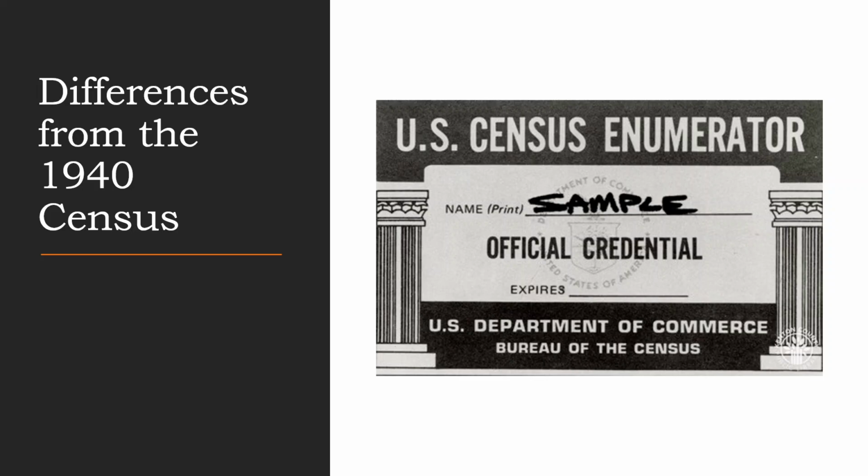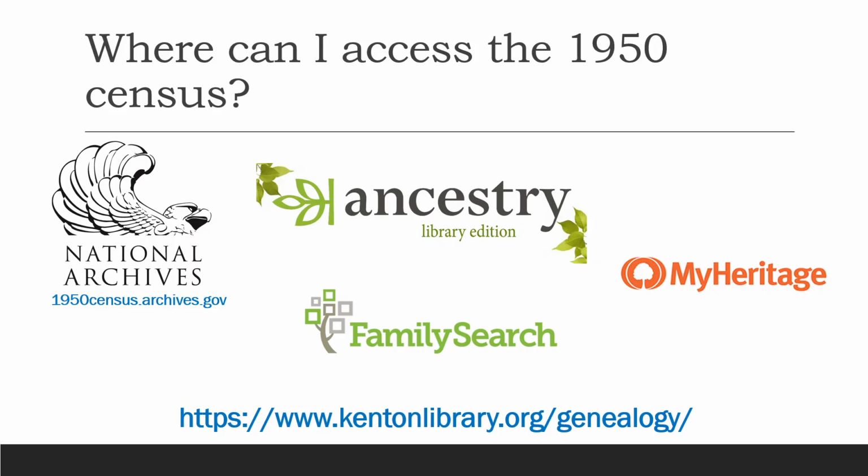And also in 1940, everyone was asked the highest grade of school they had attended. And in 1950, only people on 6 sample lines at the bottom of the enumeration sheet were asked the highest grade and whether they had completed that grade. So these are a few of the significant differences between the 1940 and 1950 censuses.